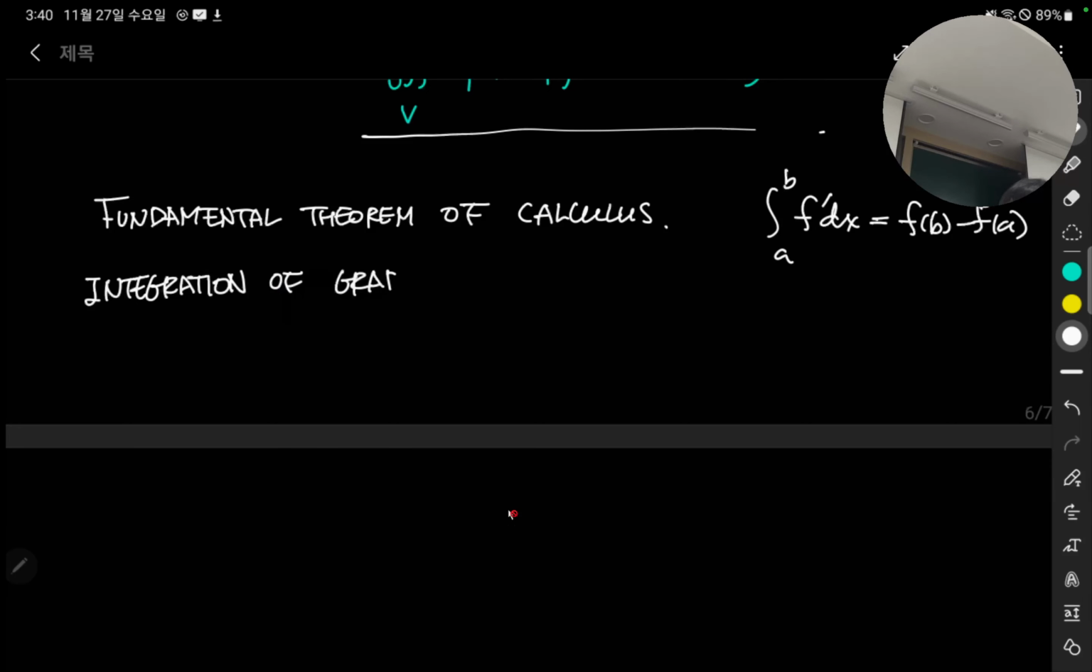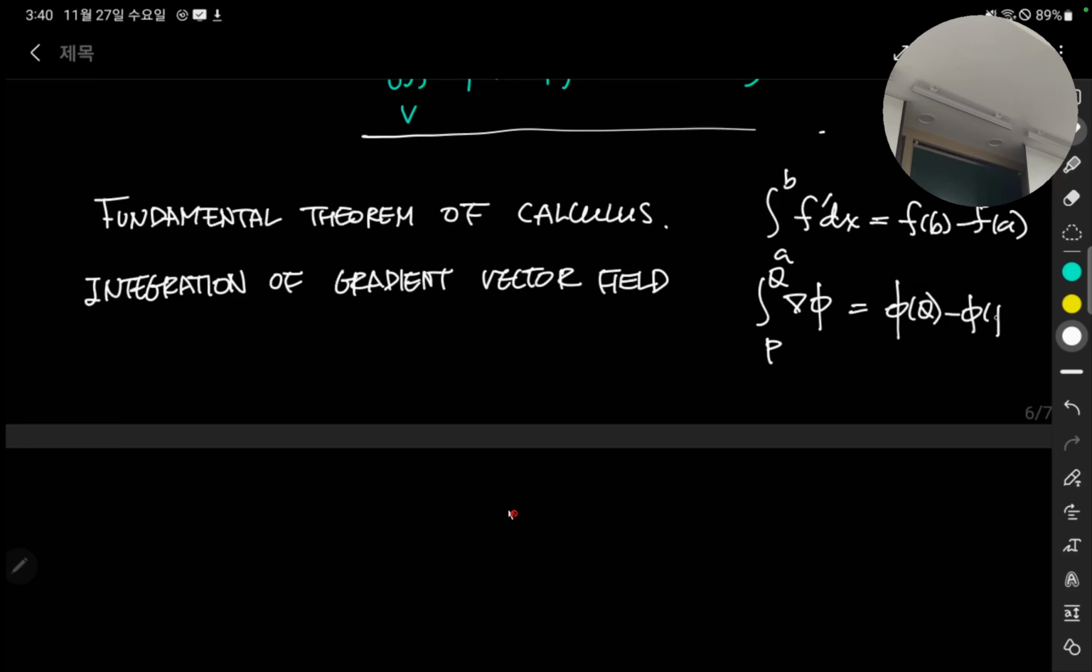or gradient says that if you have a potential function of a vector field, and the potential function gives the vector field by gradient vector field, and you want to integrate along the curve C from point P to Q, then it's the same as the difference of the value at the starting point and end point. So that's the gradient.